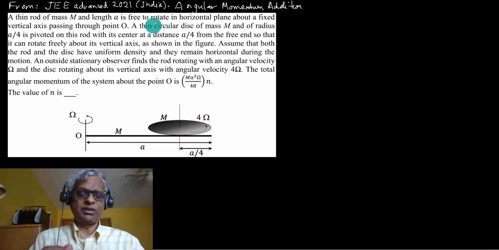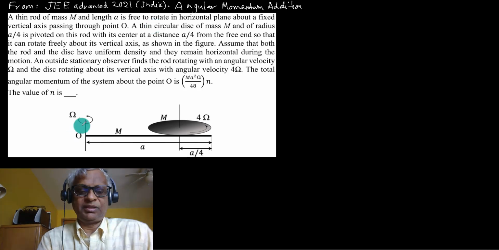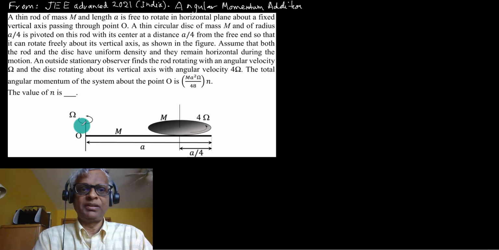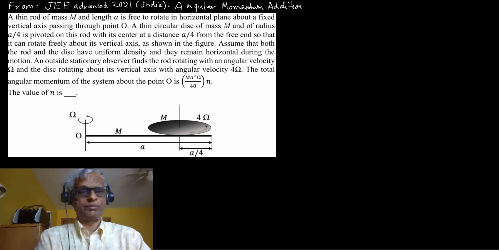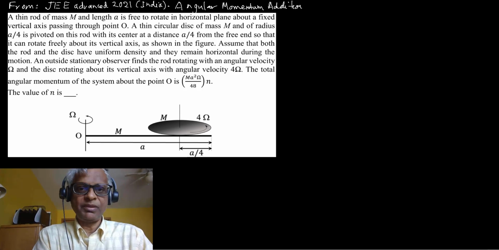Because the axis of rotation is fixed here, the direction is fixed, and so everything is really simple. There is just one component of the angular momentum vector. Okay, let's read the problem and see how I would try to do it. Maybe you can try to do it now and then come back and check my answer.